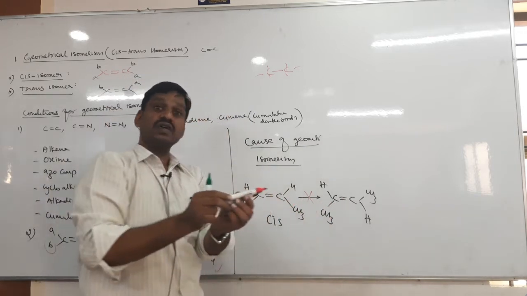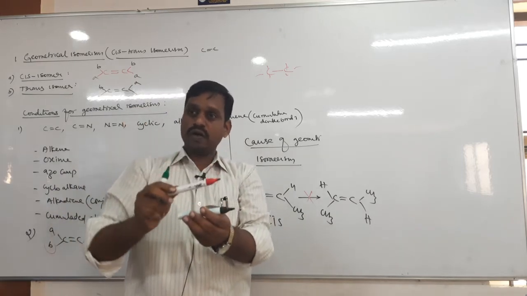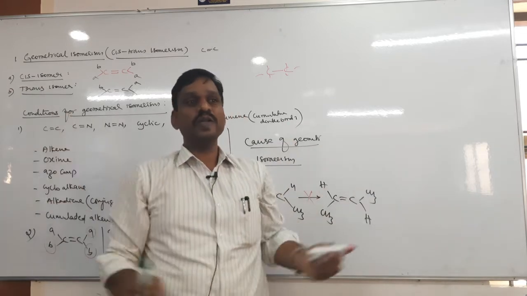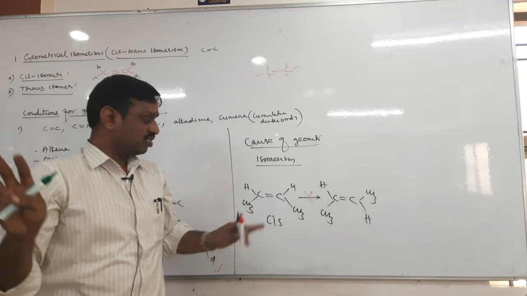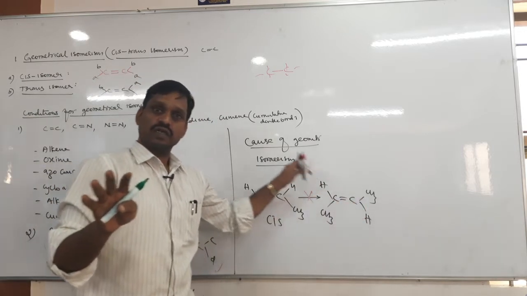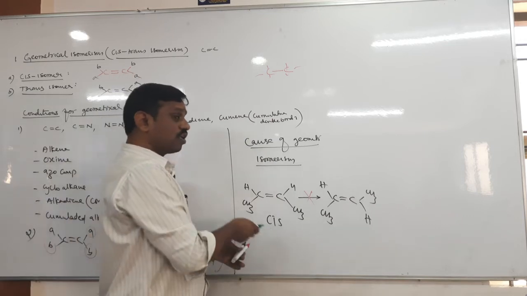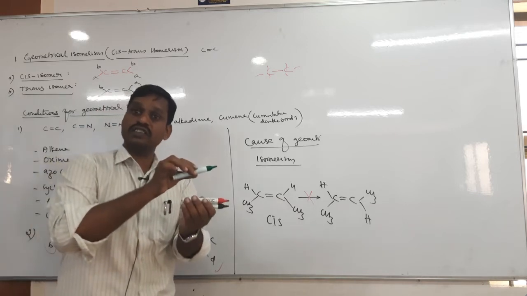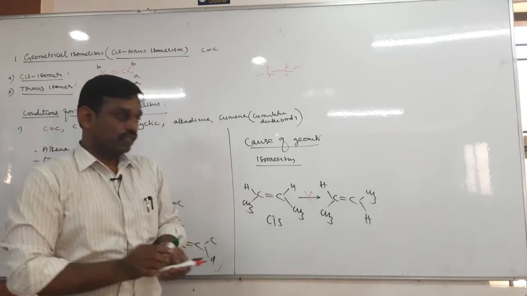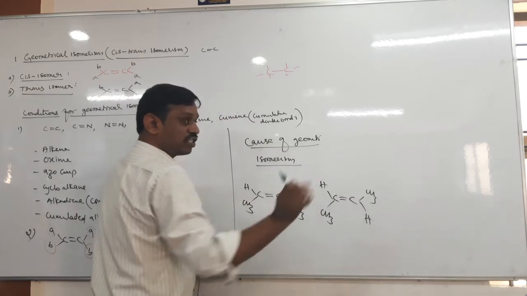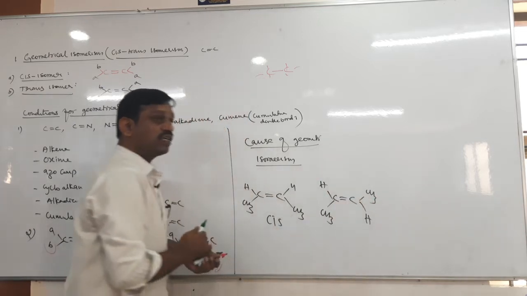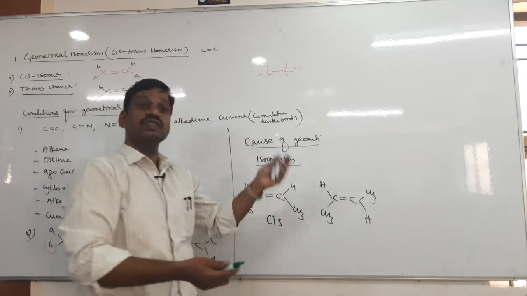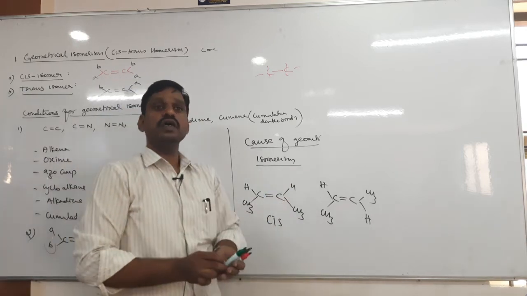But is the energy required to break this double bond available at room temperature? Not possible. That's why at room temperature cis does not convert into trans, and trans does not convert to cis. That is called restricted rotation at room temperature. The rotation around the carbon-carbon double bond is completely restricted. That's why cis is completely different and trans is different. There is no interconversion between cis and trans. Therefore the cause of geometrical isomerism is the restricted rotation around the carbon-carbon double bond.